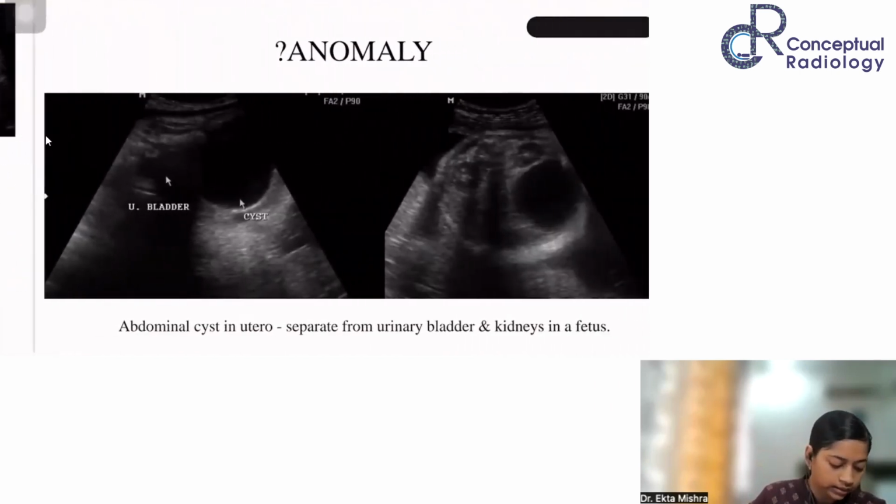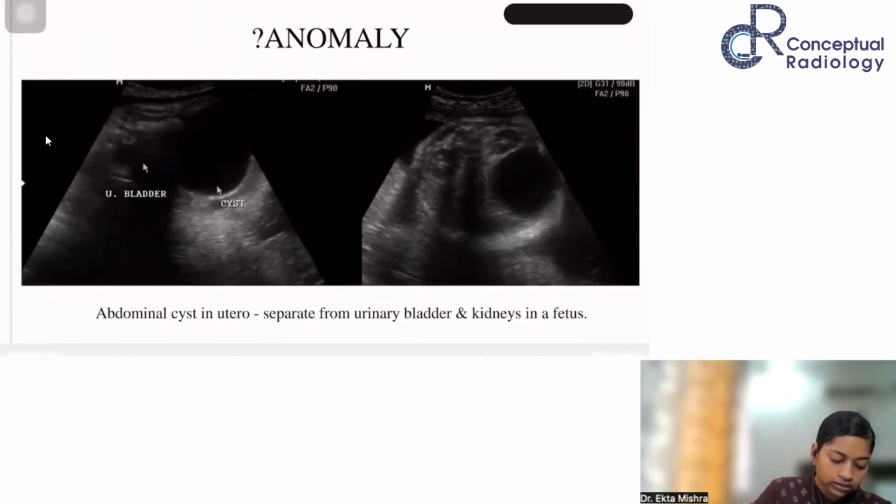Another case. So here you are seeing the small urinary bladder. This is a cystic lesion, and the cyst is clearly separate from the urinary bladder. In the axial section, these are the kidneys, and the cyst is indenting and somewhat compressing the kidney.